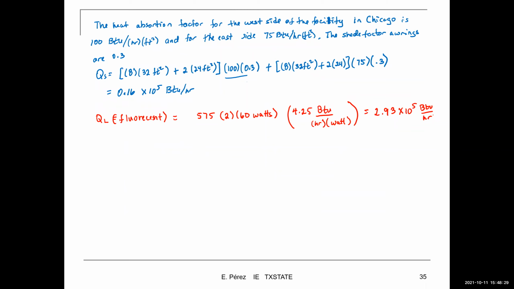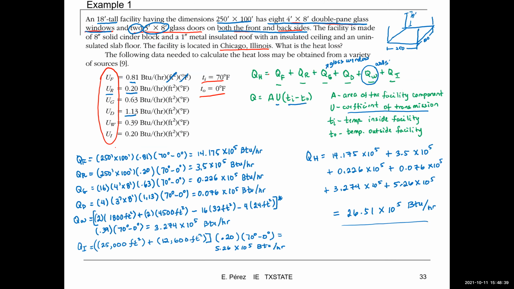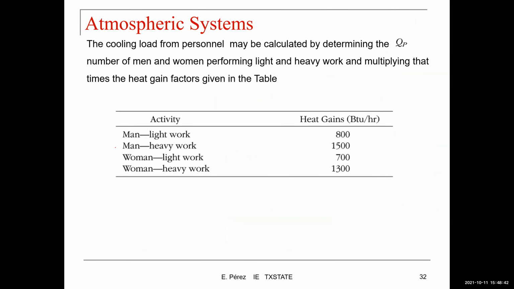And then finally, we have the Q for the personnel. And going back to the formulas, the cooling flow from personnel may be calculated by determining the QP, number of men and women performing light and heavy work, and multiplying that times the heat gain factors given in this table. So we need to find out how many we have in terms of men and women, and also the type of work that they're going to be performing.